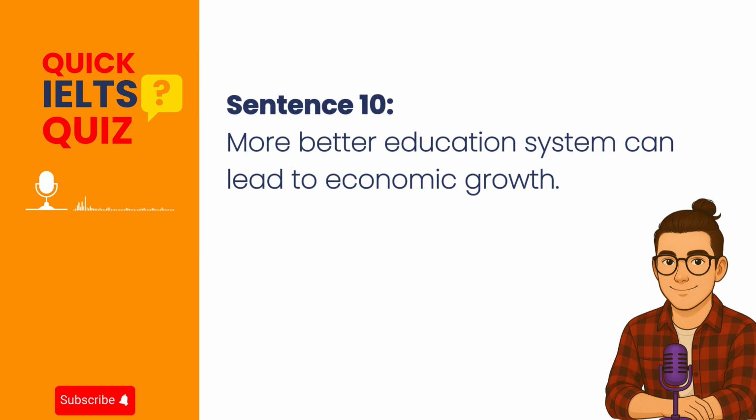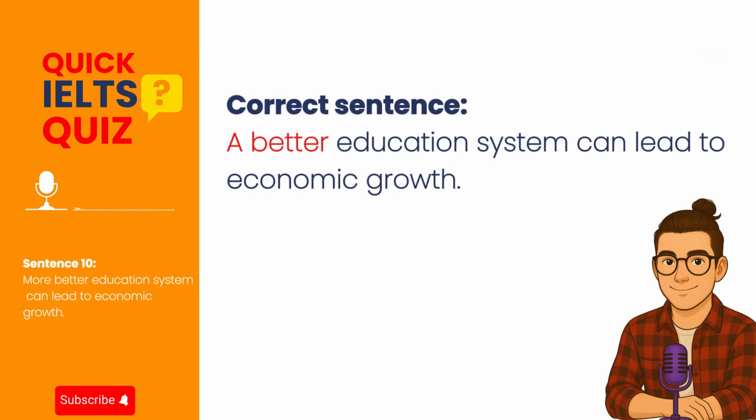Sentence 10. More better education system can lead to economic growth. You have 5 seconds. This sentence has 2 small but important issues. First, more better is incorrect. Better is already a comparative adjective, so you don't need to add more, just say better on its own.